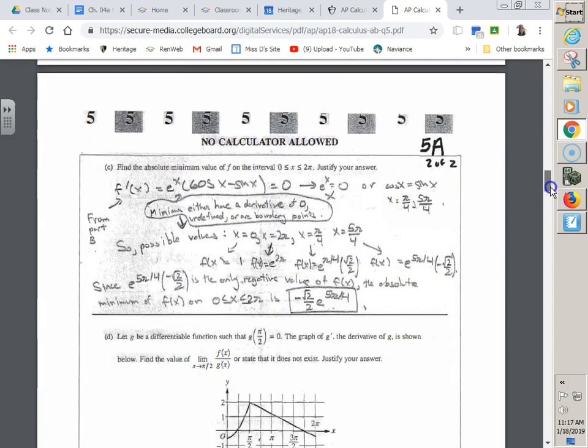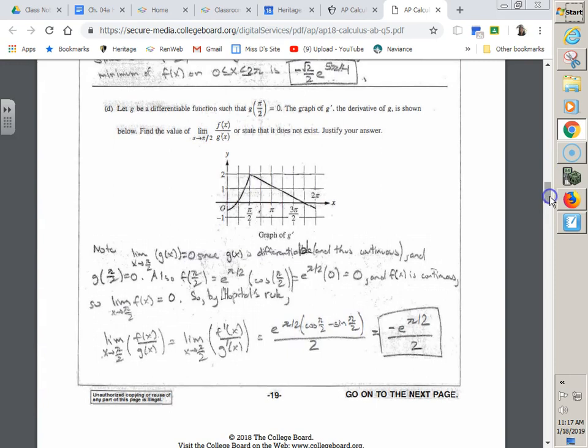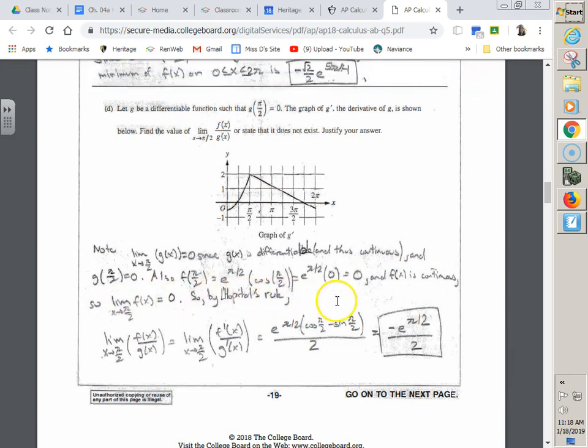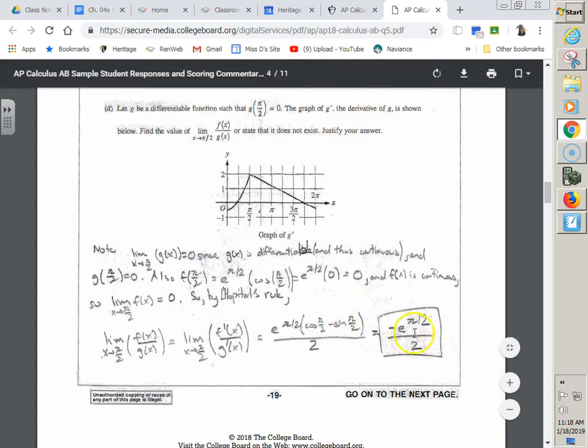Okay, here's A, B, C, D. Okay. Note, limit of G equals 0 since... Ooh, look at this kid going above and beyond. That's continuous. Also, f of pi over 2 is equal to 0, and f is continuous. So the limit equals, yeah, this kid was going off. So by L'Hopital's. This is a little wordy, though. It's not very concise, but he's making sure of everything because of the justify. It could be a she. I think it's a he looking at the writing, but I might be wrong.